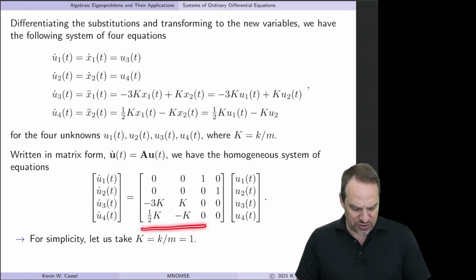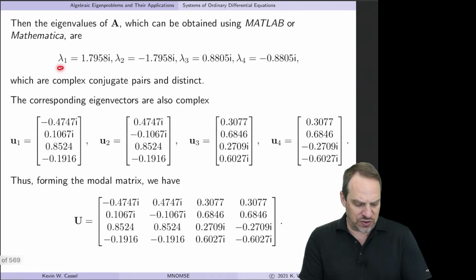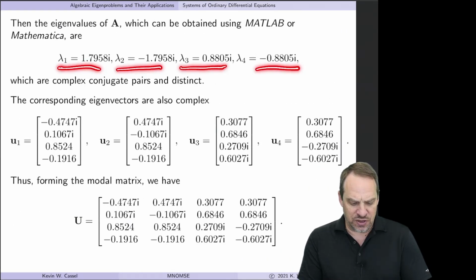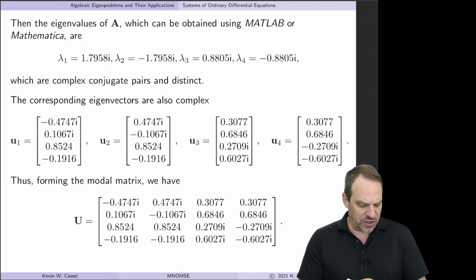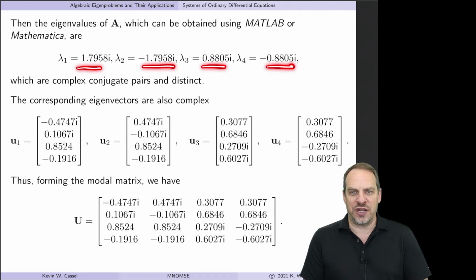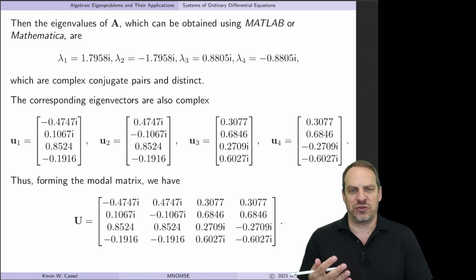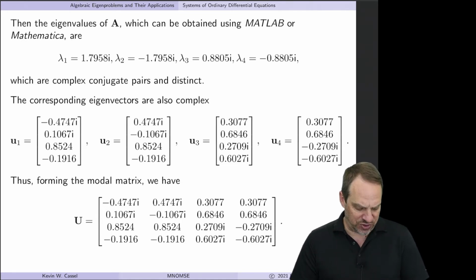If I put this in and get the eigenvalues, these are the four eigenvalues that I get. The first thing you'll notice is they are imaginary. So they're complex conjugate pairs, plus and minus 1.7958i and plus and minus 0.8805i. The other thing you'll notice is these numbers look familiar. Those are the same as the natural frequencies. And so these numbers are going to carry all the way through the rest of the problem, because these are the natural frequencies of the system, and any general motion of this system will be some linear combination of these two natural frequencies.